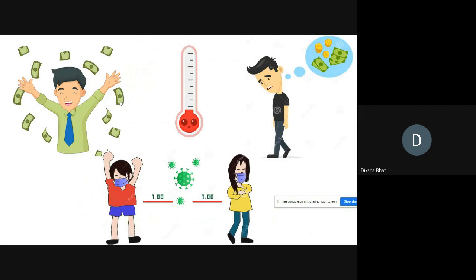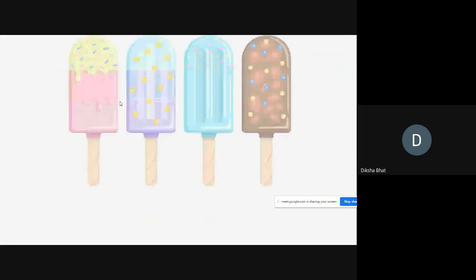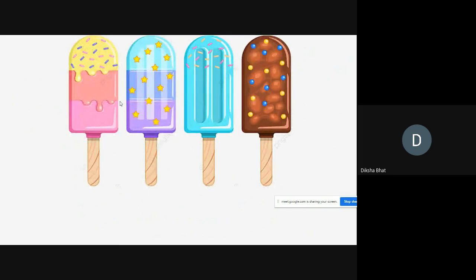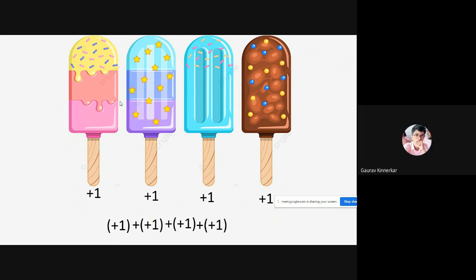Let us understand how to perform addition of integers in such situations. Let us start with the addition of positive integers. What can you see on screen? Ice candies. 4 ice candies. Yes. Using which number will you represent each of these candies? 1, 2, 3, and 4. Yes, correct. So let's add these candies. We will get 1 plus 1 plus 1 plus 1. What will be the answer? Plus 4. Yes, correct.